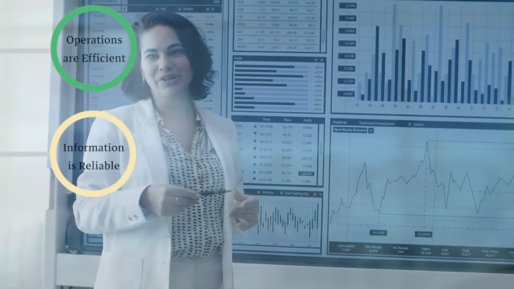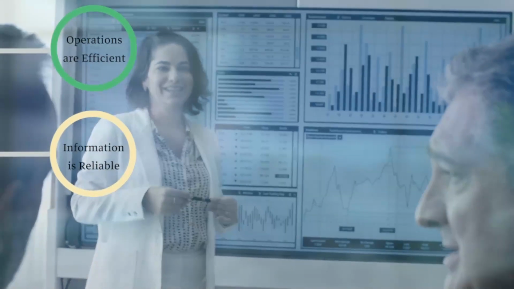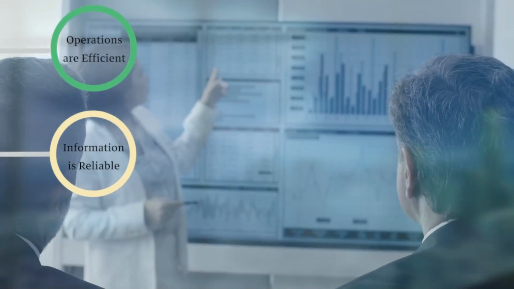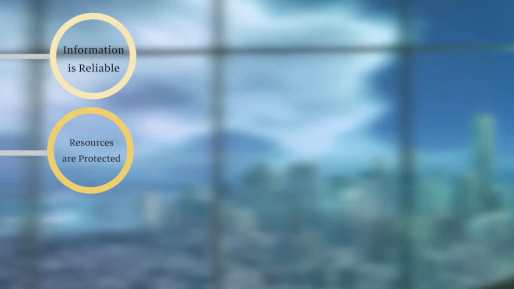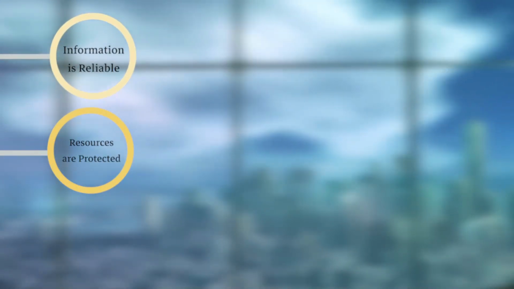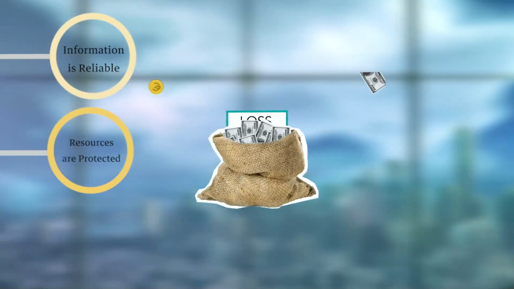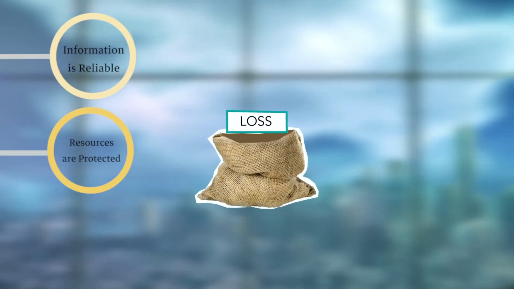Information is reliable. You ensure the accuracy, completeness, and reliability of financial and operational information used for decision-making and reporting, crucial for identifying suspicious patterns. Resources are protected. You assess the adequacy of controls to safeguard organizational assets from loss, theft, or misuse, a core aspect of preventing money laundering and other financial crimes.